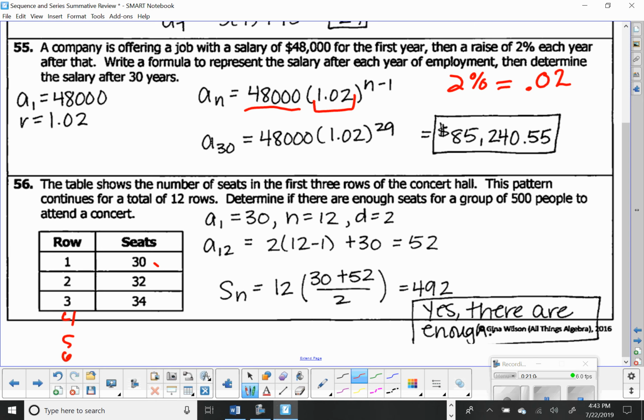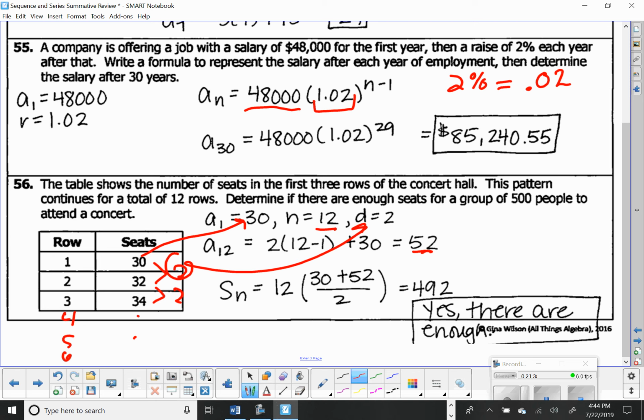So when you're looking at this, notice that there's a common difference of 2. Okay? So I know a sub 1 is 30. I know I've got 12 rows, and I know the common difference is 2. I figure out the 12th row has 52. So a sub 12, I've got 52. Then I'm going to use the summation for arithmetic series, and I find out there are 492.